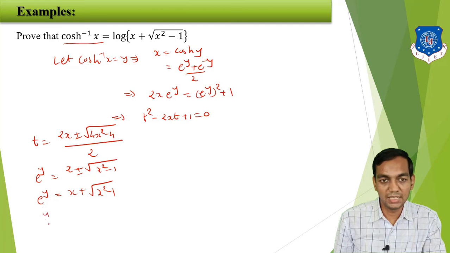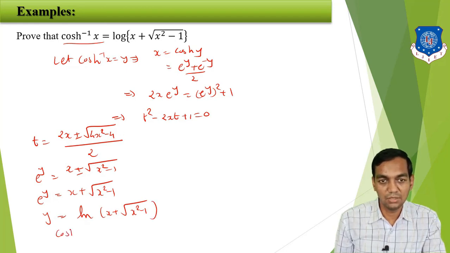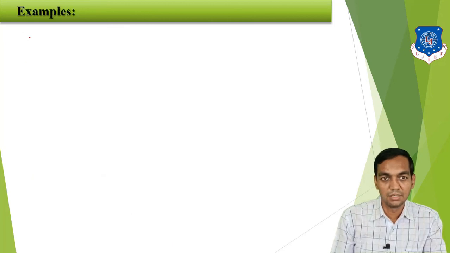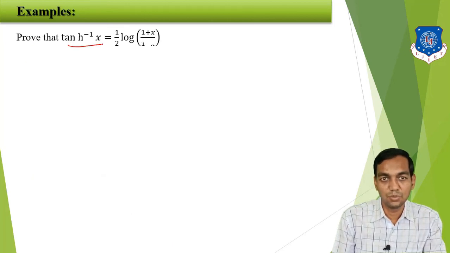Taking log both sides, that will give y is equal to log x plus under root of x square minus 1. And y is nothing but that is your cos hyperbolic inverse. So cos hyperbolic inverse x is log x plus under root of x square minus 1. Done? Same thing we are going to do for tan hyperbolic inverse.